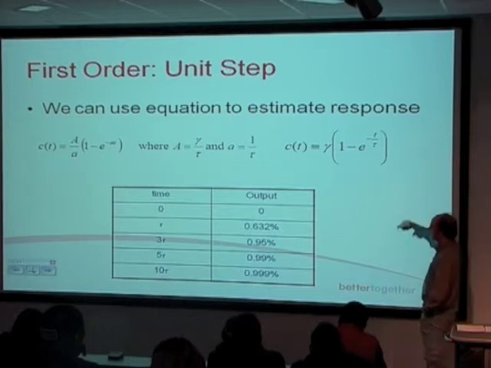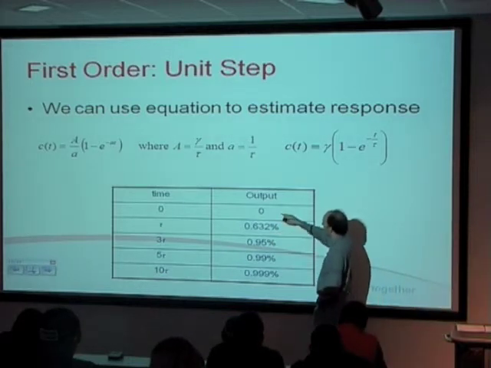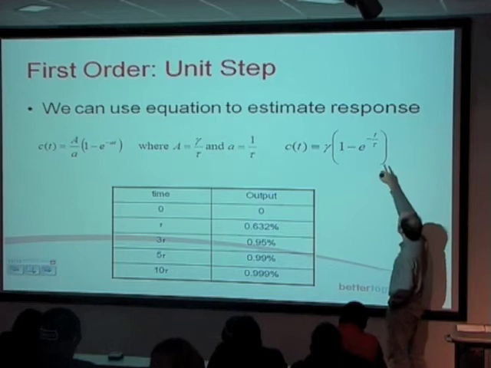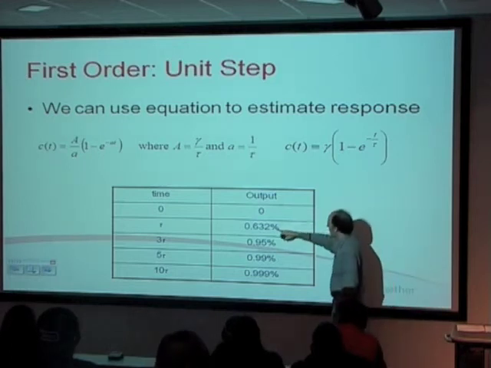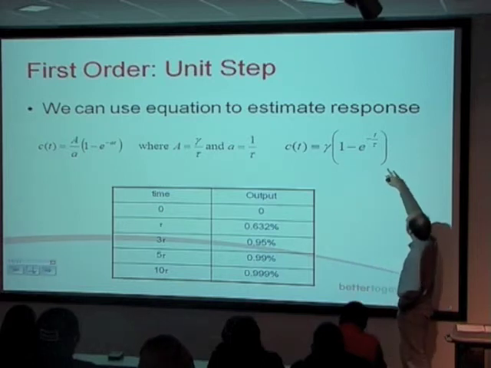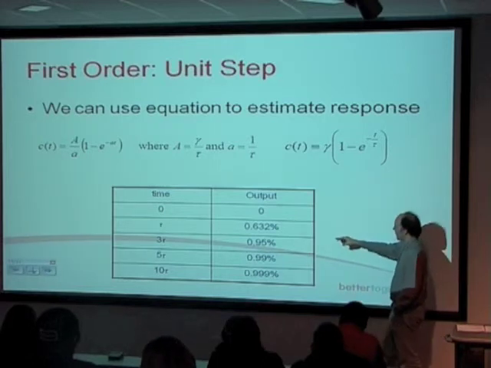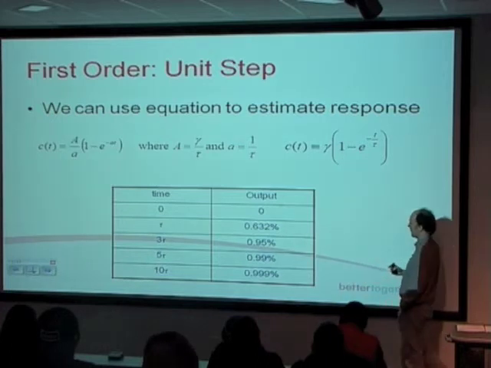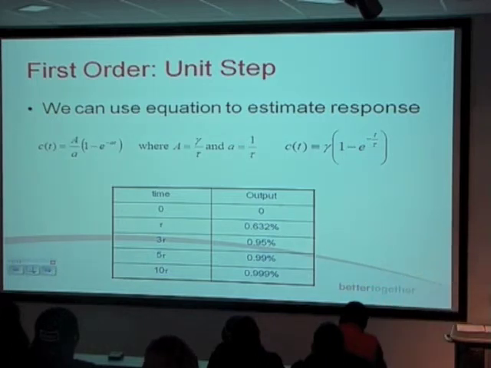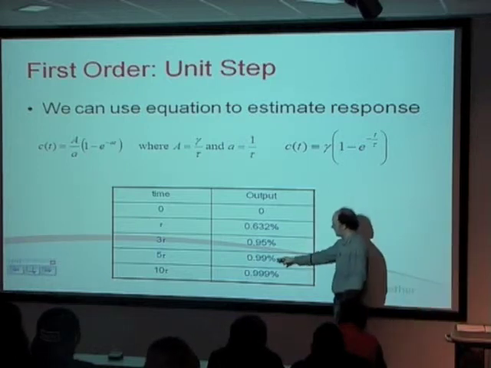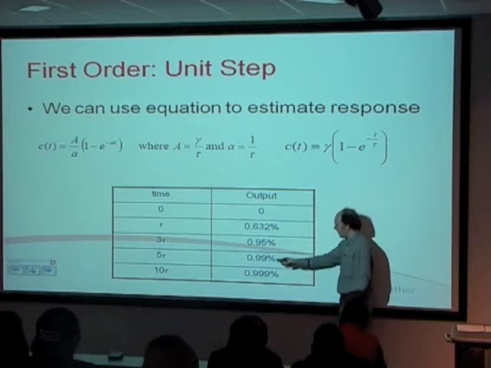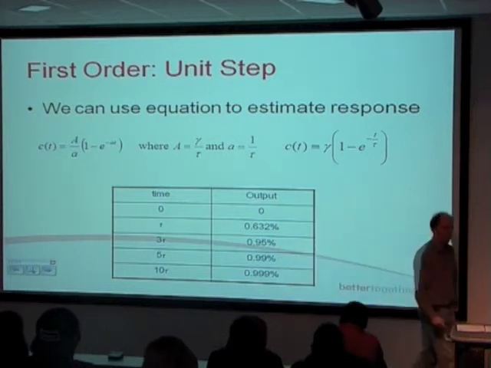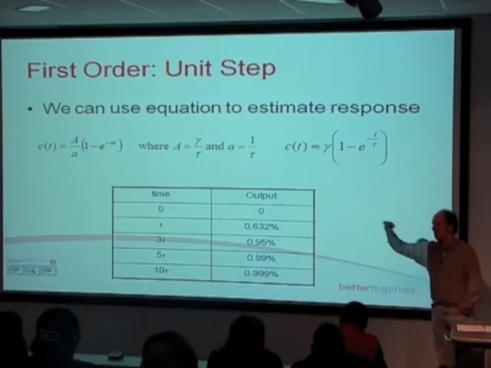And let's plot some values. So when time is 0, the output's going to be 0. You stick in t equals 0 in there, you get 1 minus 1. It's got to be 0. Okay, you stick in tau for t there, you get e to the minus 1, and you get this value, 0.632 of whatever your gain is. 3 tau is 95%, 5 tau you get to 99%, 10 tau you're almost there, but it's an exponential, so in a sense you never get there.